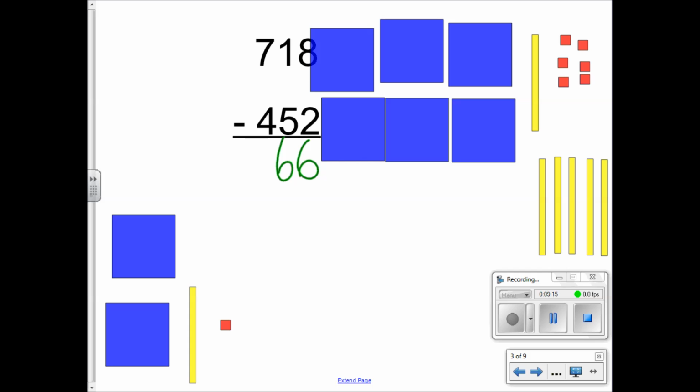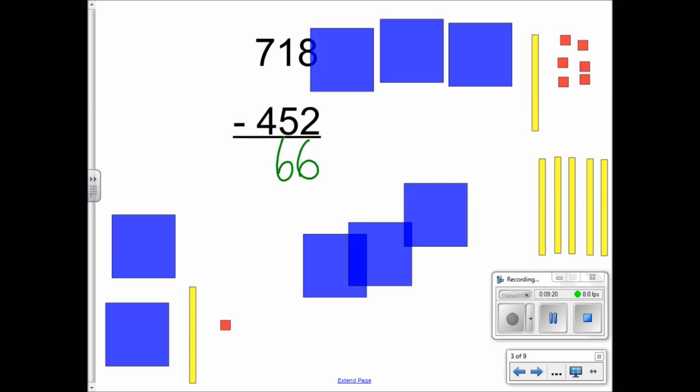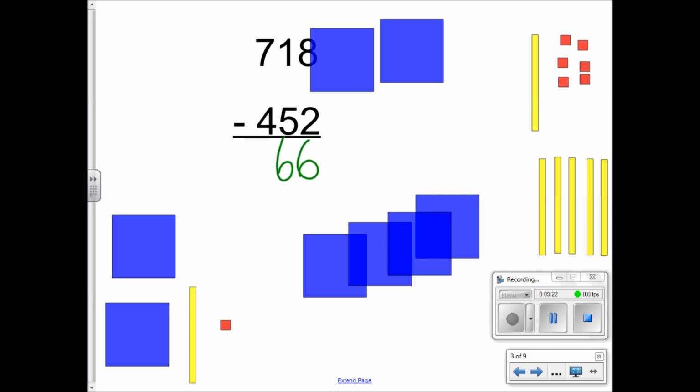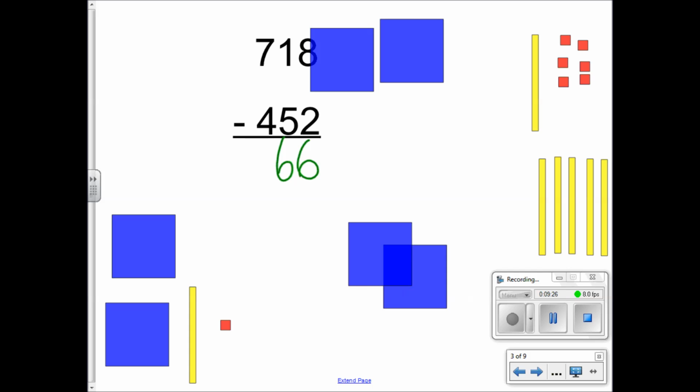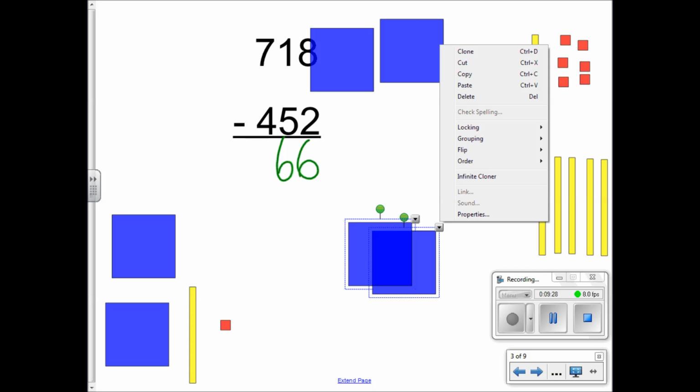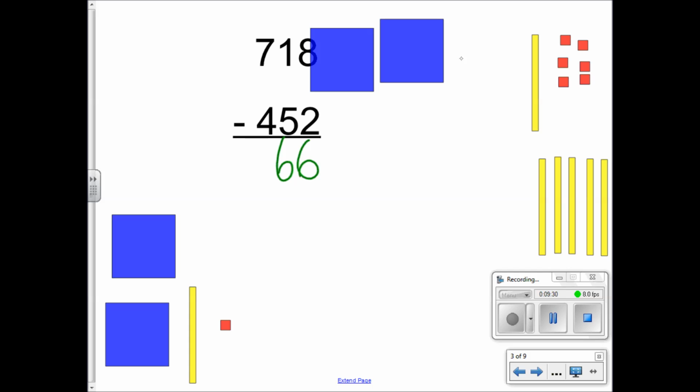Can I subtract 4? Yes, I sure can. I'm going to take these 4 down. I can cut them. That's subtracting them. And I have 200 left. So the difference between 718 and 452 is 266.